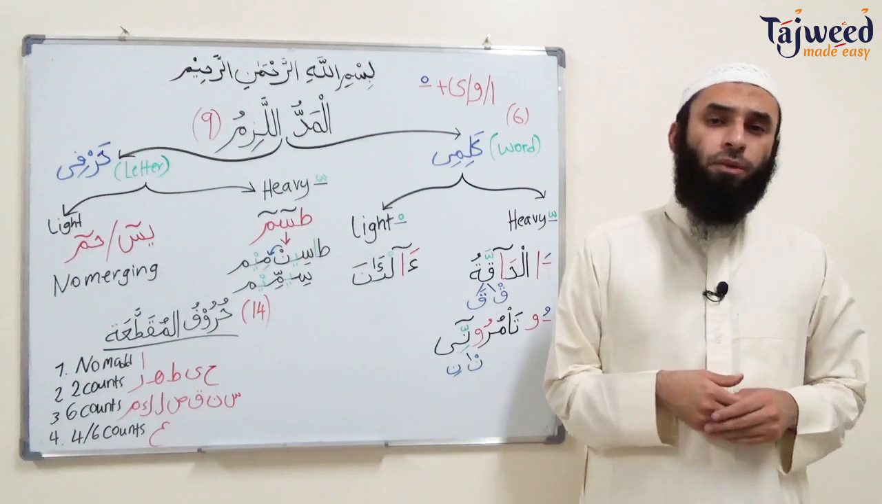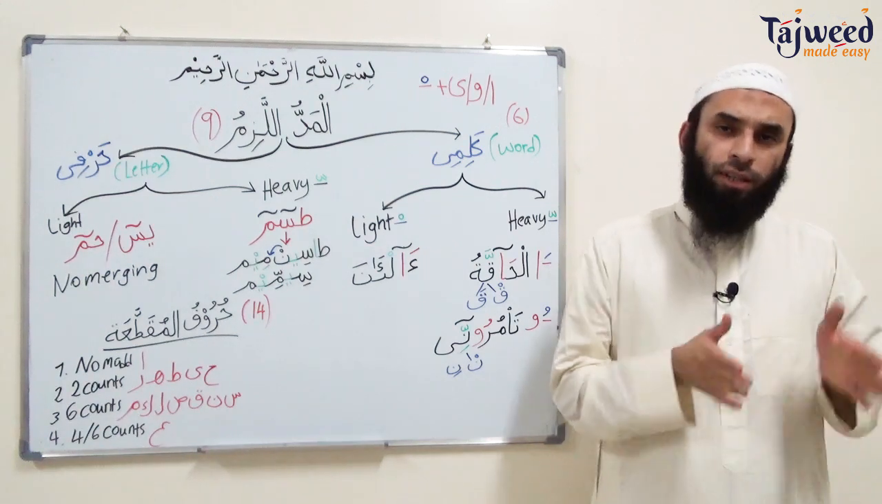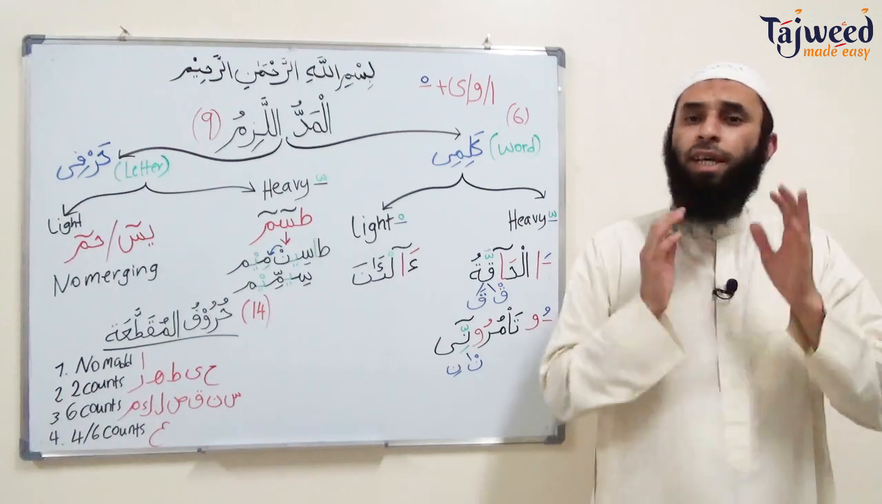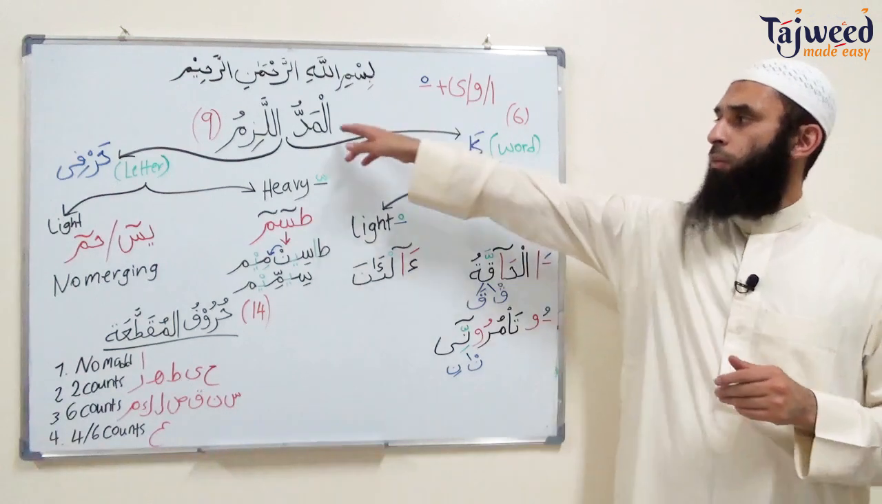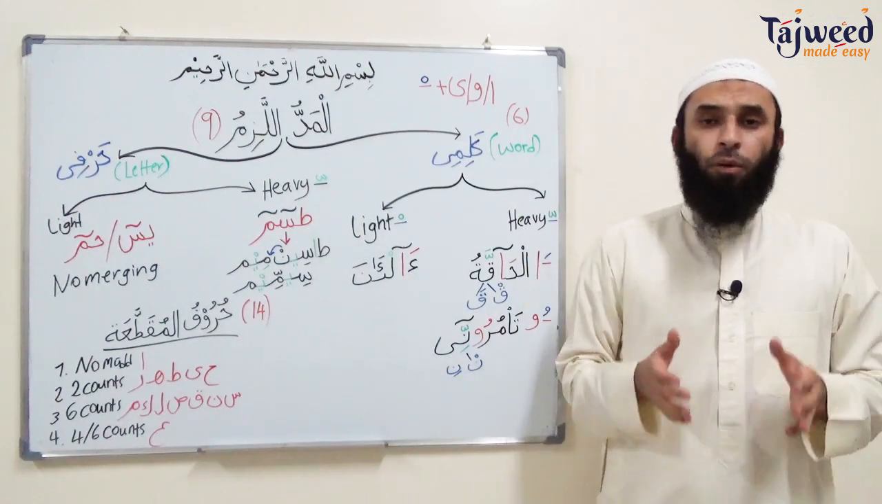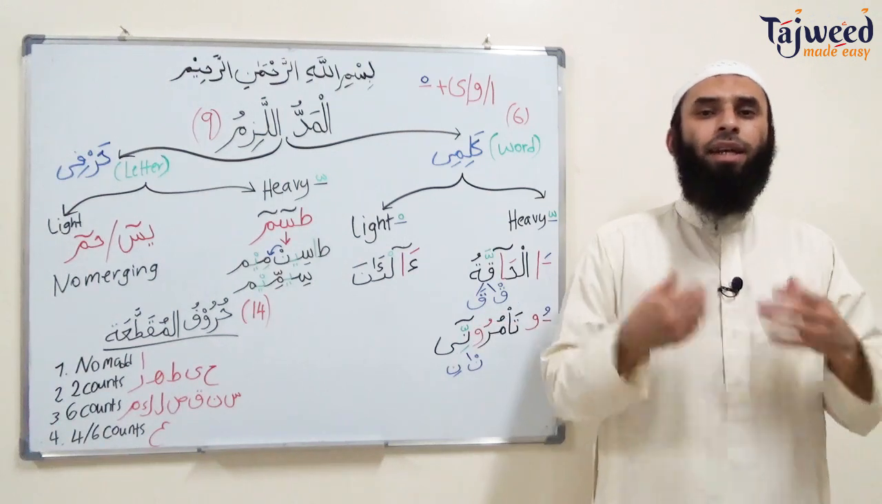In the last few episodes we started the Ahkam al-Mudhud, the rules of Madd, and we found out that in the whole of the Quran, beginning to the end, there are only 9 different types of Madds, and we covered 8 of them. Today we're going to do the last one, which is Madd Al-Laazim, the compulsory Madd. We're going to find out what this Madd is, how many different categories it has, and how many counts.